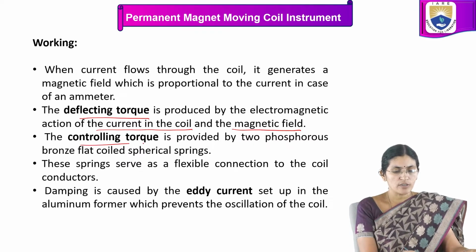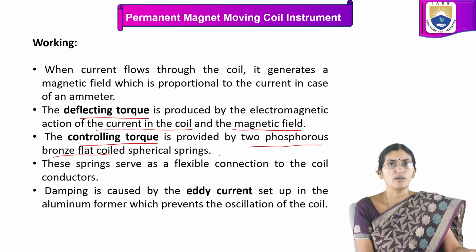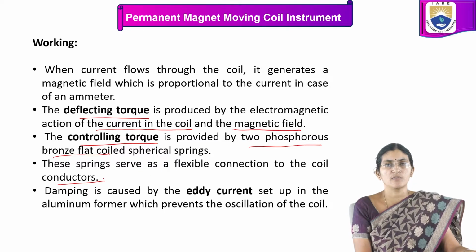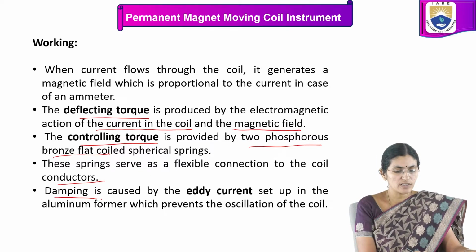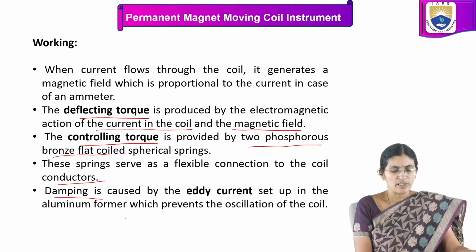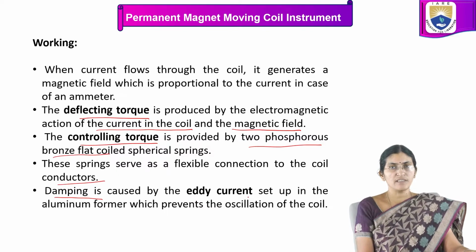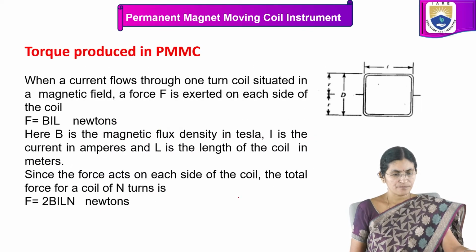Next, controlling torque is provided by two phosphor bronze, flat, spiral coiled springs. Apart from providing controlling torque, these springs serve as a flexible connection to the coil conductors also. Then damping torque is produced by the aluminium former. This prevents the oscillations of the coil. Here the type of damping is eddy current damping.